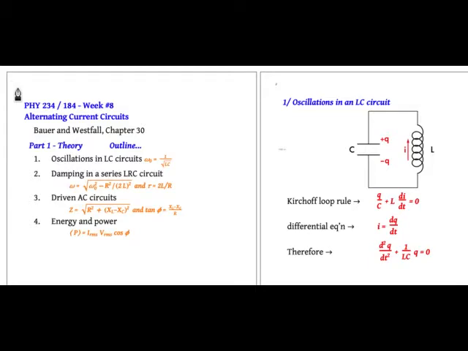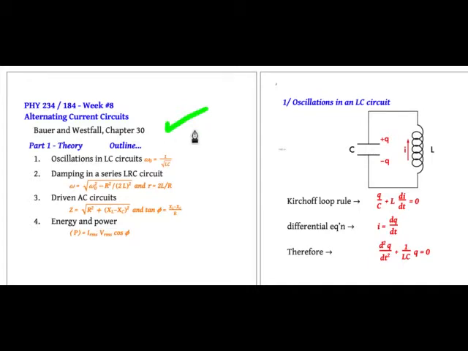Week number 8 is on alternating current circuits. You should be reading chapter 30. And in this screencast, I want to review or preview the important equations.